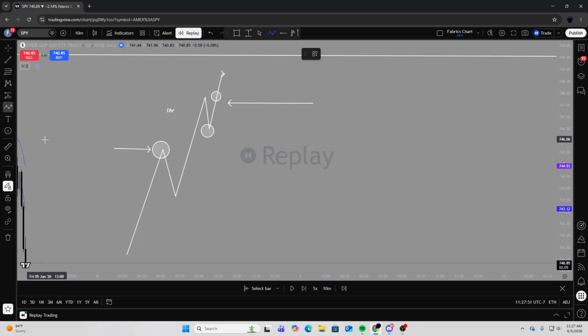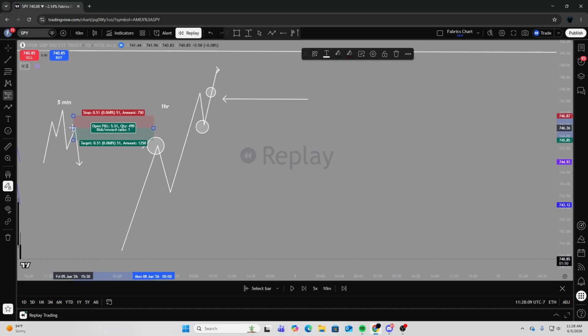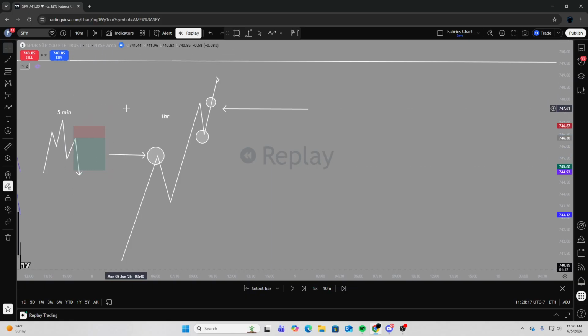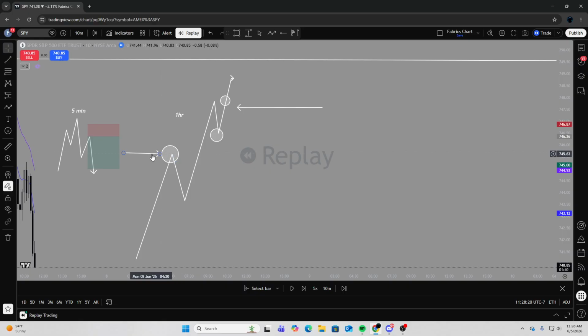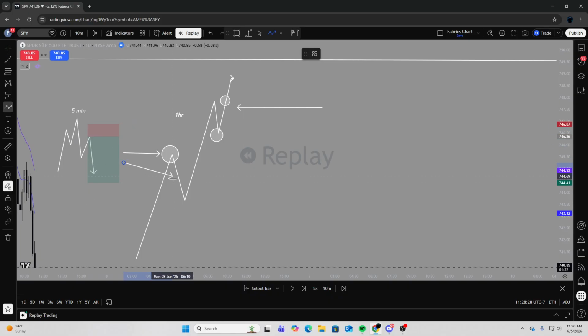So you'll see a 5 minute structure like this, then you could take some shorts. And this is how I find all my trades majority of the time. You'll see that on the 1 hour and you'll see that on the 5 minute, and then you could see this develop, causing this move down here, right?